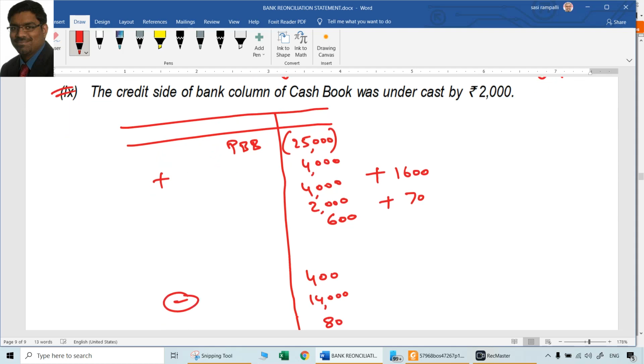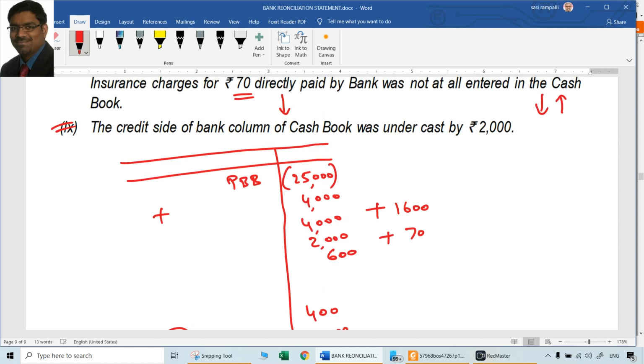See, the credit side of the bank column of the cash book was undercast by 2000. When the credit side of the bank column of the cash book is undercast, what happens to the balance as per cash book? Withdrawal side, credit side means if that is undercast, the balance as per cash book will be more. Balance as per cash book is more means automatically balance as per passbook is less.